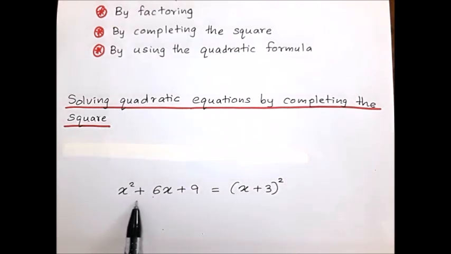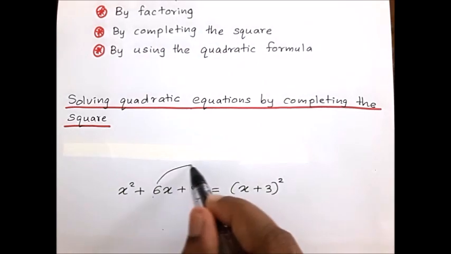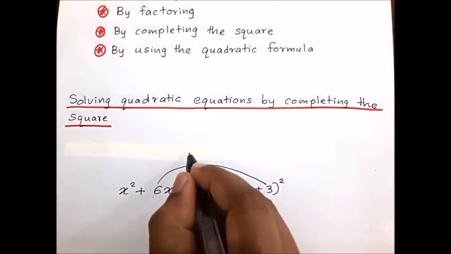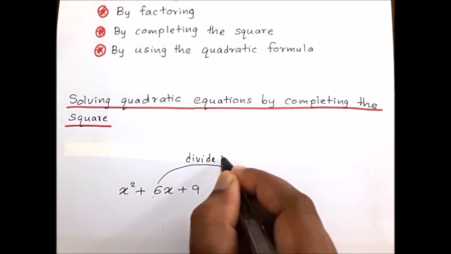Now look at this algebraic expression and the square of it. When you square this right hand side, you can obtain these three terms. Square of first term, x to the power 2. Then 2 times first term multiplied by second term is 6x. Then square of second term is 9. What is the relationship between these two terms? When you divide coefficient of x by 2, you can obtain this number. So divide by 2.